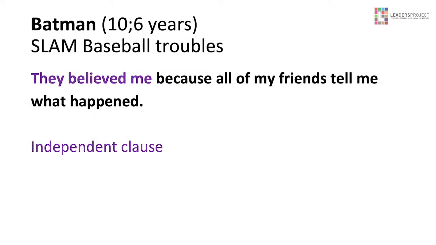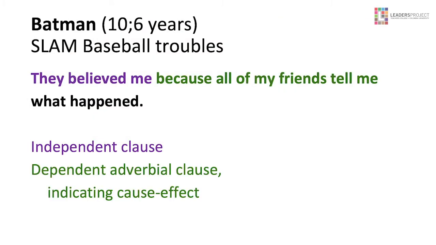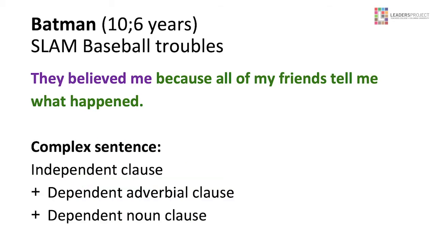Again, what I love about Batman is he's always trying, he's very creative. He wants to help you get the great language sample that he knows you're looking for. Okay, so here, they believe in me is your independent clause in this sentence. Because all of my friends tell me is your dependent adverbial clause telling them why they believe in me. What happened is your dependent noun clause. So here we have a complex sentence with two dependent clauses, one adverbial and one noun clause.